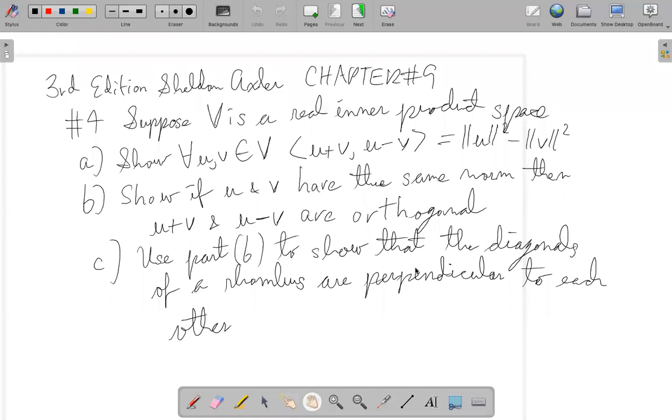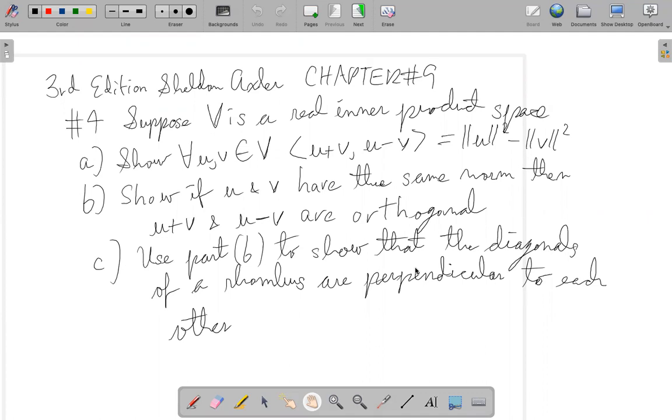Okay, everyone. Today I'd like to show you how to solve problem number 4 in chapter 9 of Sheldon Axler's third edition of Linear Algebra Done Right. This is in the inner product spaces chapter. And inner product spaces are really just a generalization of the dot product to function spaces in general, so real and complex valued functions.